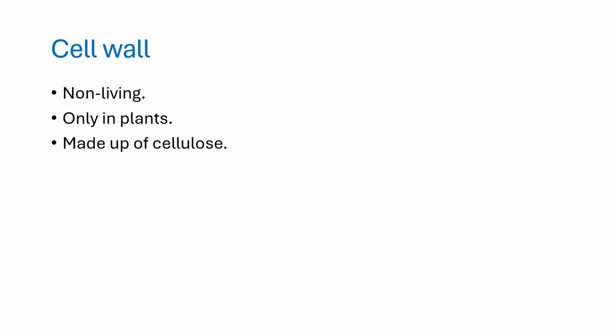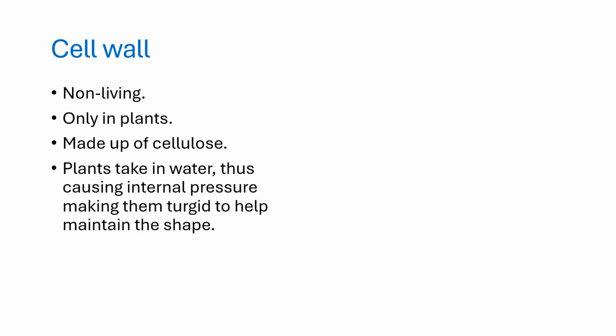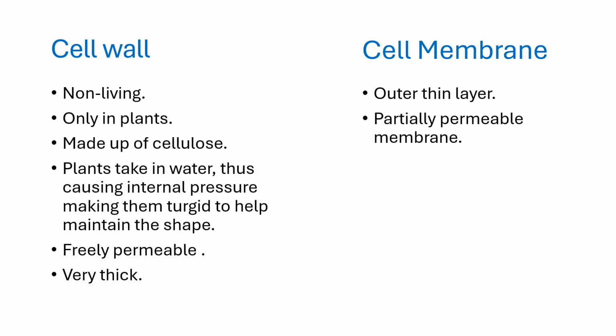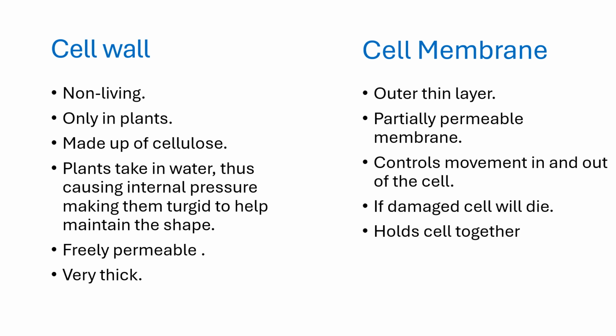Moving on, cell wall is the non-living part of the cell due to which it is freely permeable, hence allowing everything to enter and leave the cell. It is thick and thus making the cell turgid. It is only present in plants and is the most outer layer of the plant cell, whereas cell membrane is thin and partially permeable, hence controlling the movement in and out of the cell.